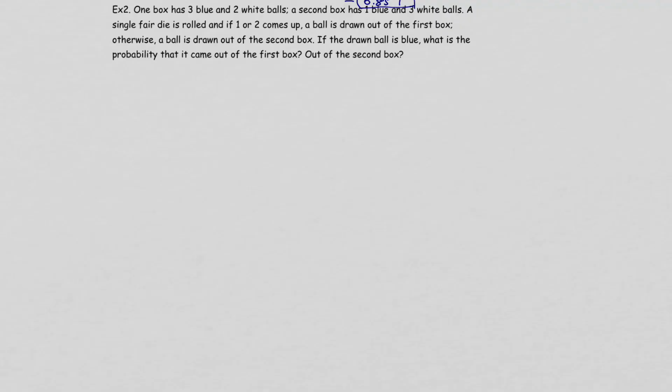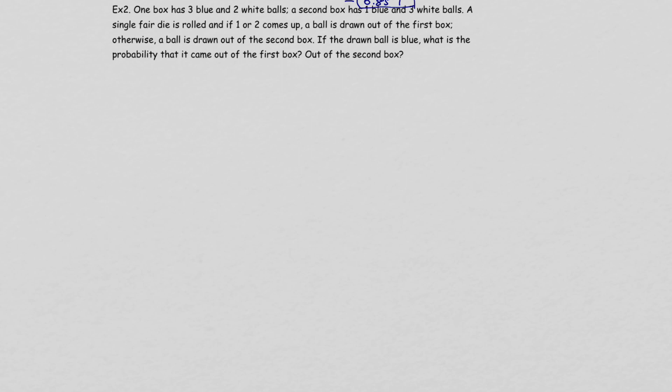This time you need to find all those probabilities given the conditions first. One box has 3 blue and 2 white balls, and the second box has 1 blue and 3 white. A single fair die is rolled, and if 1 or 2 comes up, a ball is drawn out of the first box. Otherwise, the ball is drawn out of the second box. If the drawn ball is blue, what is the probability that it comes out of the first box or comes out of the second box? So this is 2 problems.